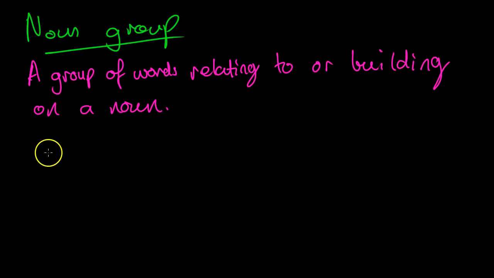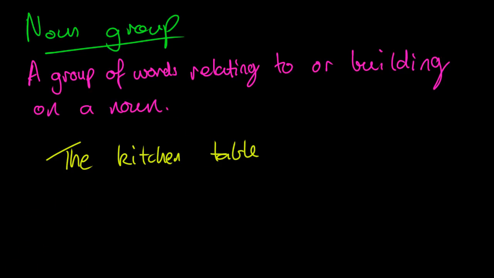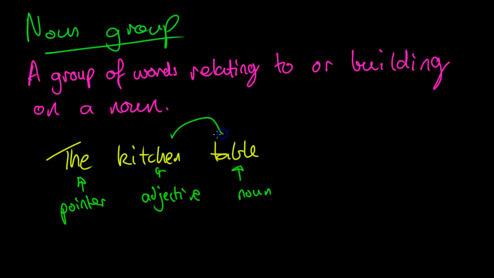For example, the kitchen table. The noun group consists of a pointer, which is sometimes an article like the, but it could be the word a, an, this, that, these, those, my, your, his, hers, its. Could be a pronoun, our, mum's, Mr. Smith's, and so on. It consists of a noun, and it consists of an adjective, which describes the noun.